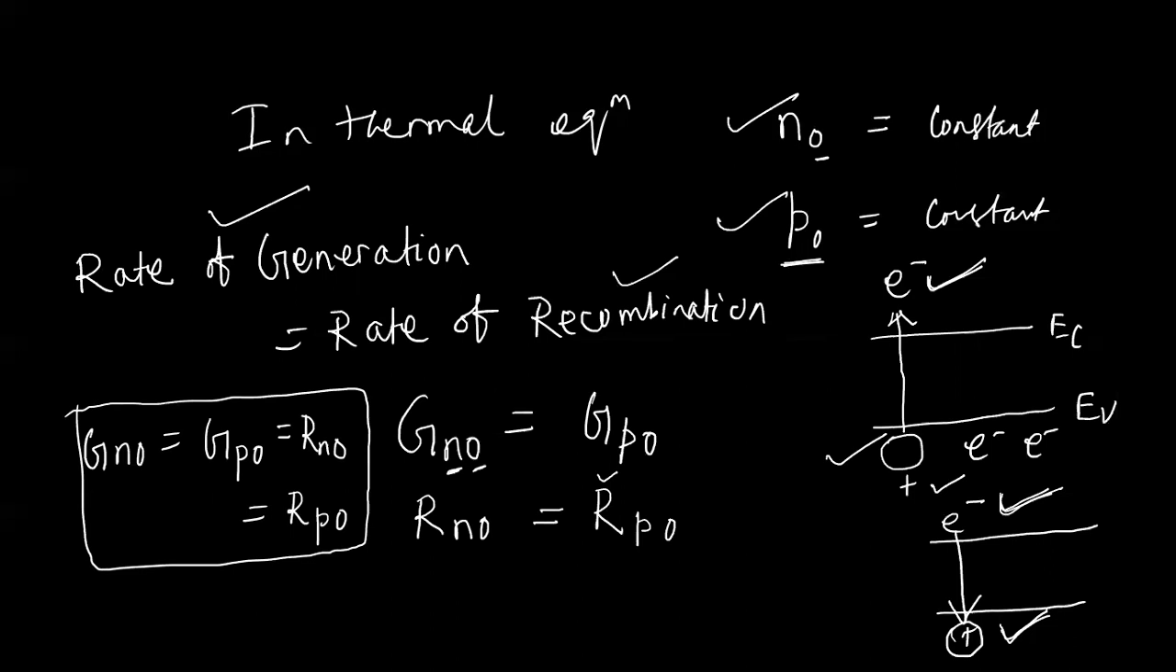Once this is done, let us see what we mean by excess carrier generation and recombination. Suppose N0 was the concentration of electrons and P0 was the concentration of holes. Now we give some form of external excitation. What does that mean? It can be an external excitation in terms of potential, in the form of photon energy incident on the semiconductor, or in terms of thermal energy. Anything. If that is given, then what will happen?